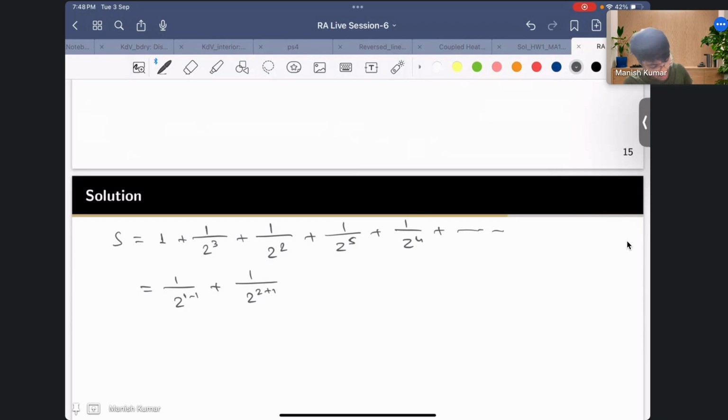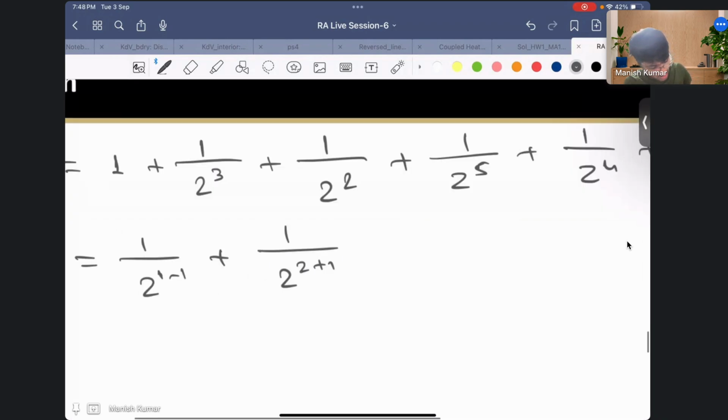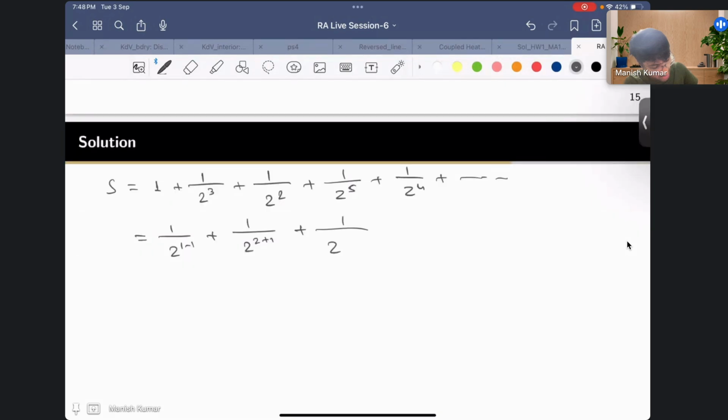Let me write completely, then I will say. This is the third term. For the third term I'm writing 3 minus 1 because the power is 2. This is the fourth term, so I'll write this as 1 by 2 to the 4 plus 1. This is the fifth term, so I can write 5 minus 1 and so on. So for odd position terms I am subtracting 1, and for even position terms I am adding 1, right?